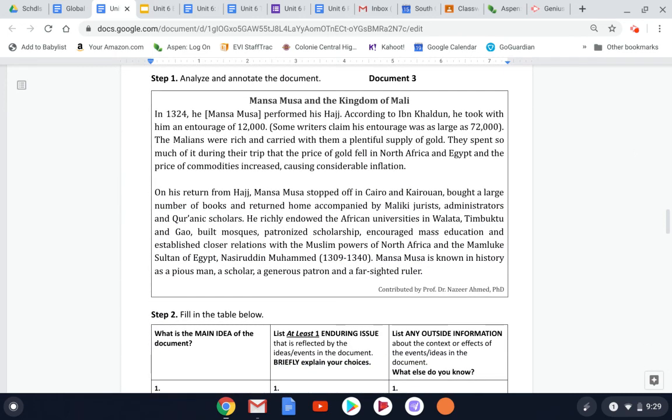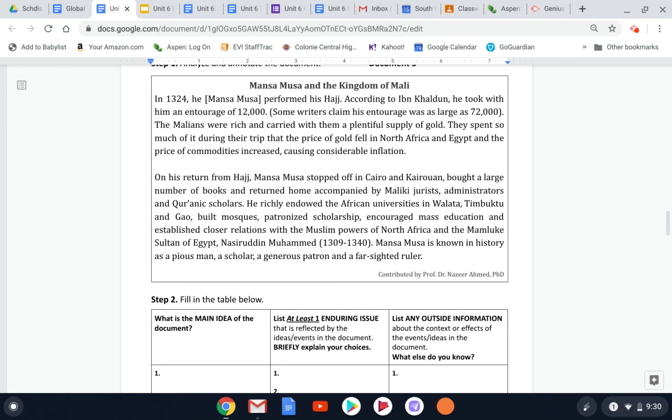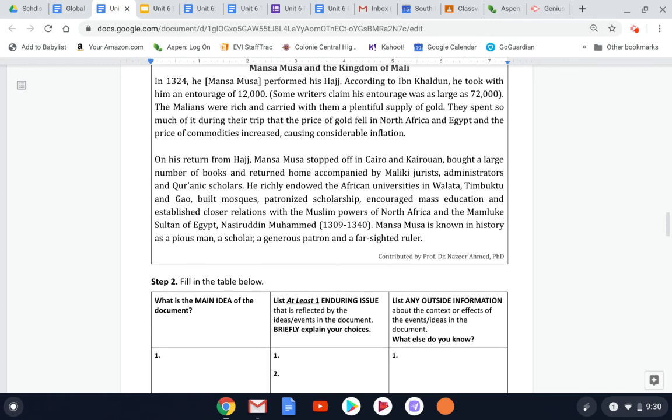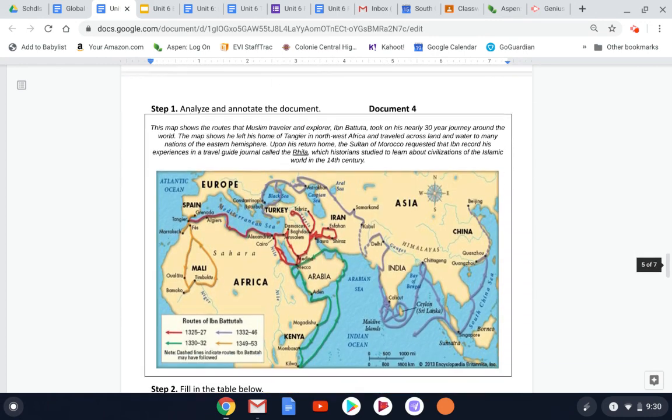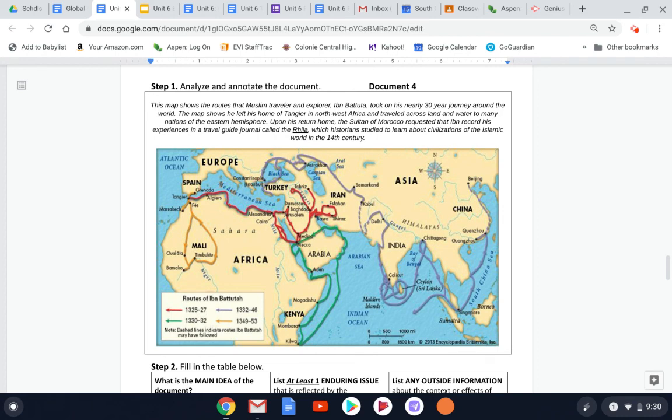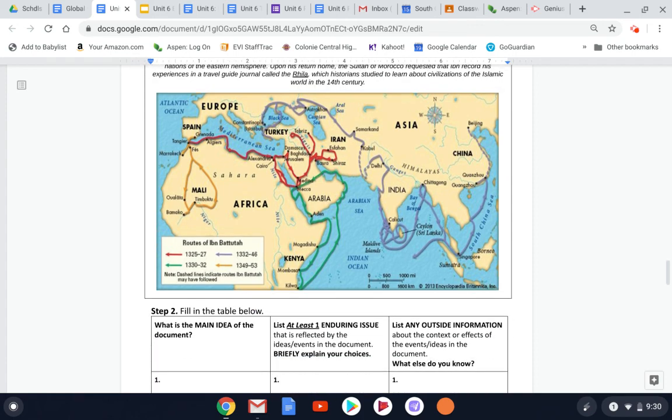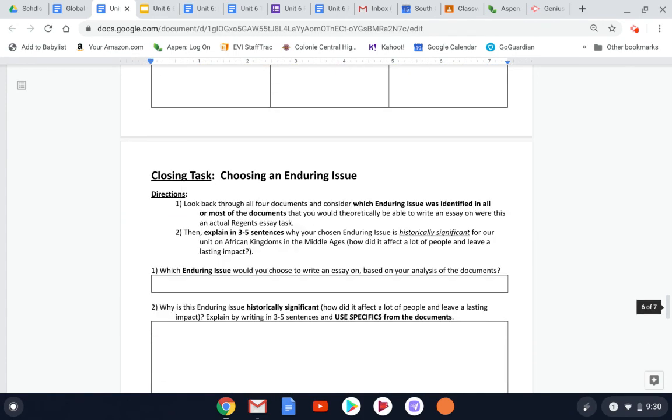Document 3 is another text only. This is called Mansa Musa and the Kingdom of Mali. This is not in the packet, but something about Mansa Musa that we read about in our article, and we watched a little bit of info on our video clips. And then the 4th document is a little bit of a combo of a map of Ibn Battuta's routes on his travels and a little bit of information that introduces the significance of Ibn Battuta. So you have 4 documents to practice.